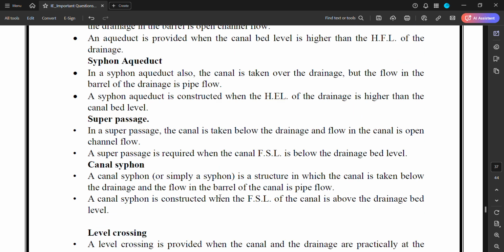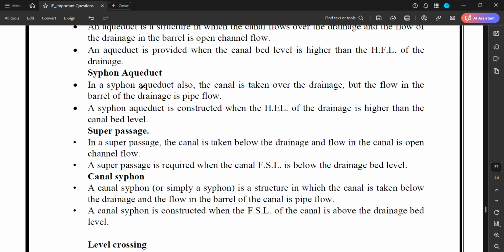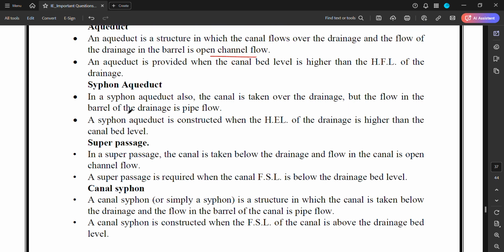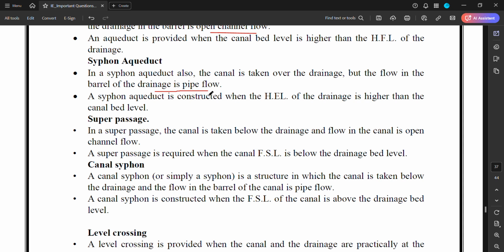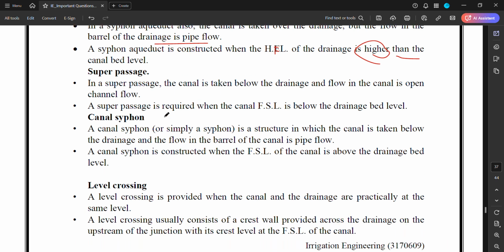Second is the siphon aqueduct. In a siphon aqueduct also the canal is taken over the drainage, but the flow in the barrel is pipe flow. The difference is that in an aqueduct the flow was open channel flow, while in a siphon aqueduct the drainage flow is pipe flow. A siphon aqueduct is constructed when the high flood level of the drainage is higher than the canal bed level.